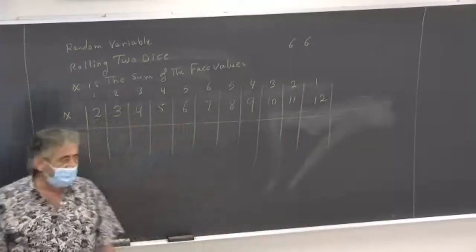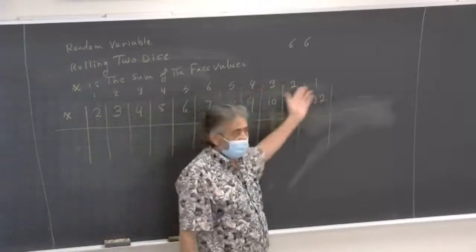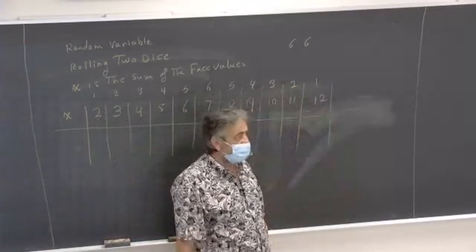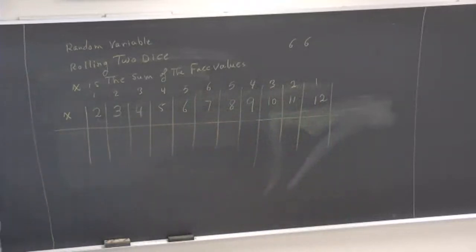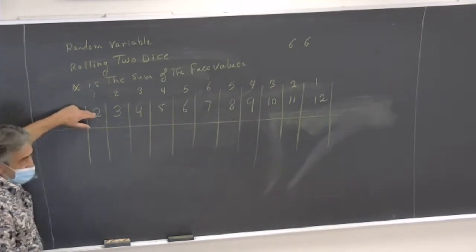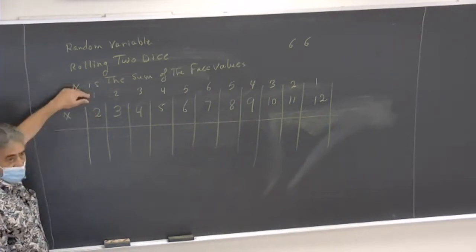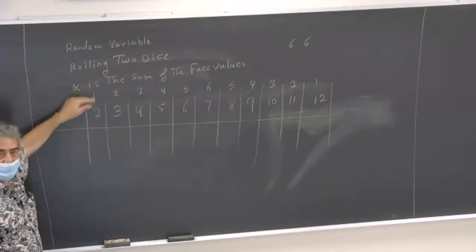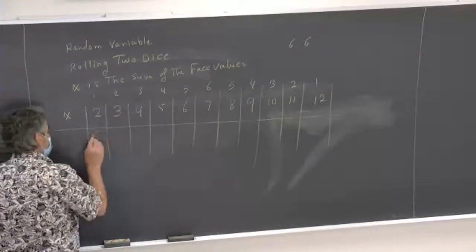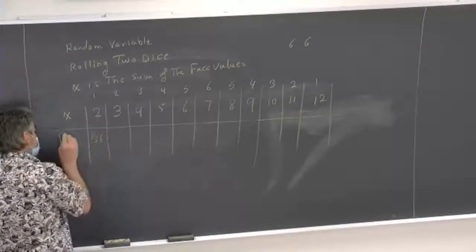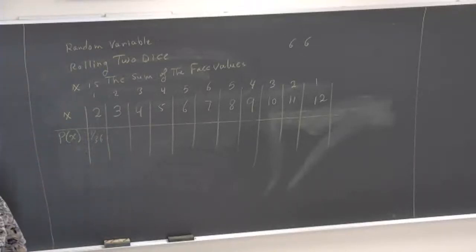Yes? If you're not sure, you could have added all of these outcomes over here. Yes? And those will give you 36. Okay? So now let's go ahead and do that. So what's the probability of getting a 2? We have only one possible way, right? We have 36 different ways. So that's going to be 1 out of 36. So this is the probability of X.